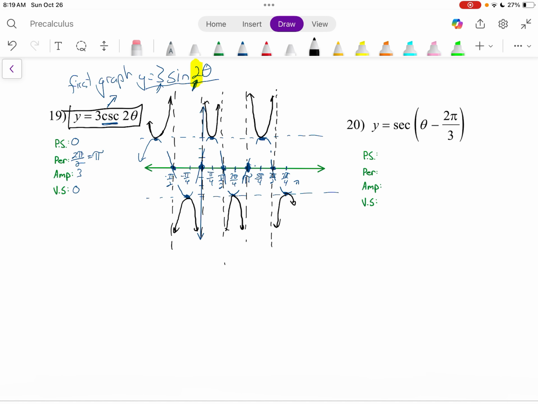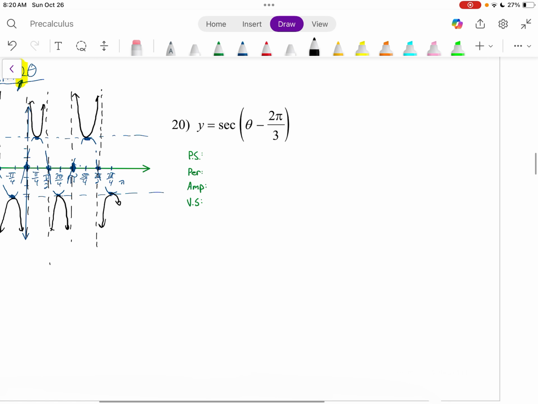All right, coming to number 20, the last one here for this part of the video. We have secant. So as mentioned in number 19, we actually don't start by graphing secant. We want to graph y equals, and the reciprocal of secant is cosine. So cosine of theta minus 2 pi over 3. And so we're going to put all this info for this cosine. So the phase shift is right 2 pi over 3.